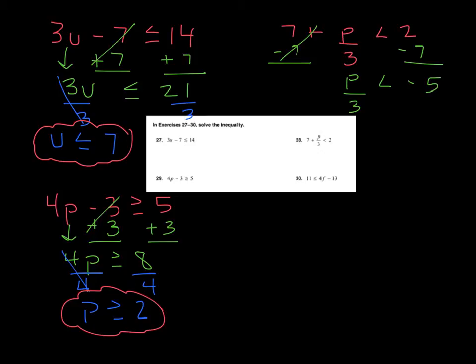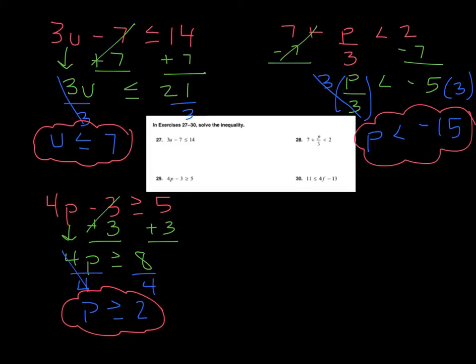Then the opposite of dividing by 3 would be to multiply by 3. So 3 over 3 cancels, and I'm left with p. And whatever I do on one side, I have to do to the other. So negative 5 times 3 is negative 15. And now we have our answer, which is p is less than negative 15.